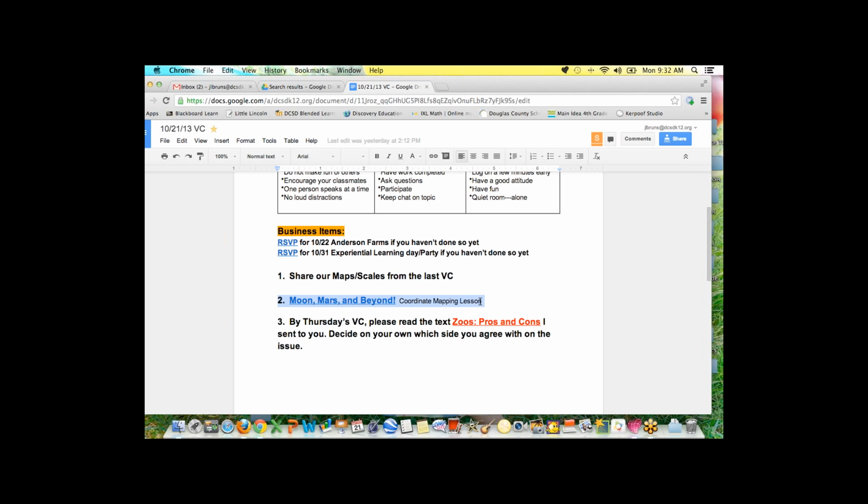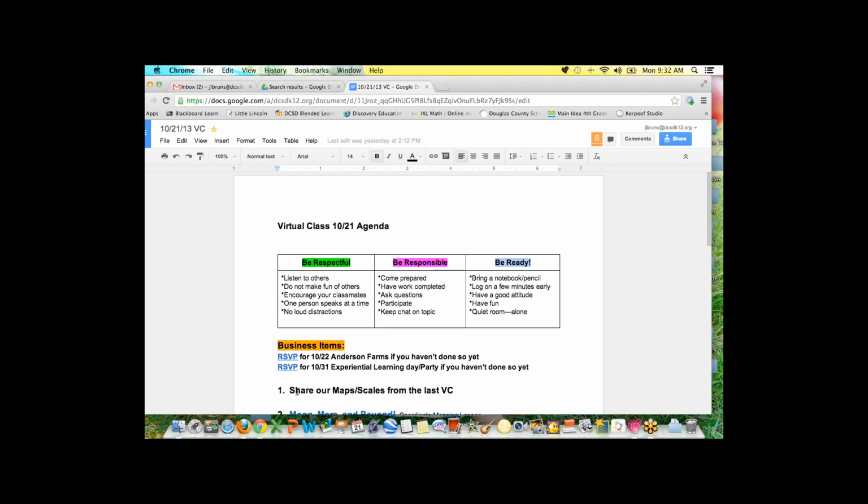This is actually my favorite lesson out of all of them, just because I really like coordinate mapping. I'm kind of weird, but it's actually really fun. And then at the end of class, I have a little assignment for you to do. It'll take you probably 10 minutes.